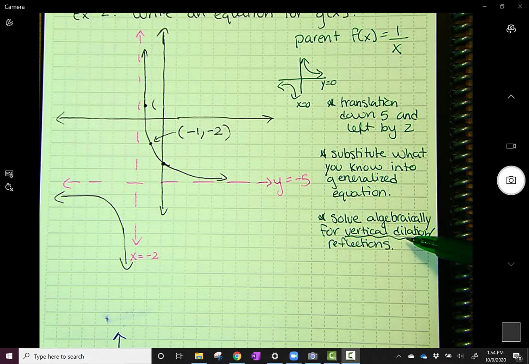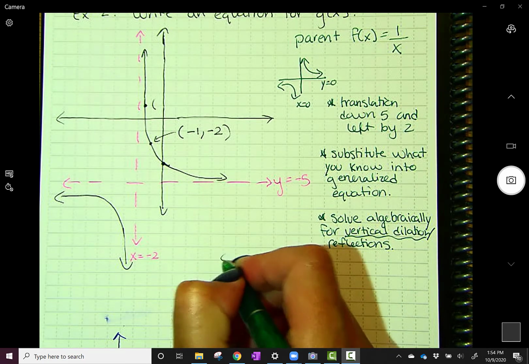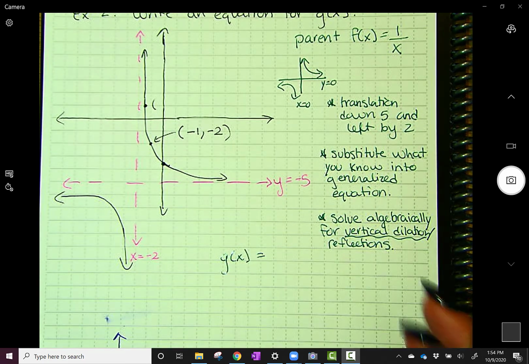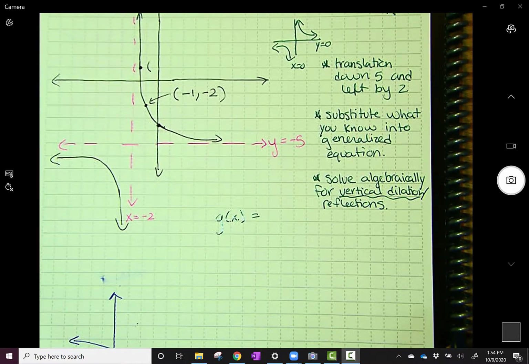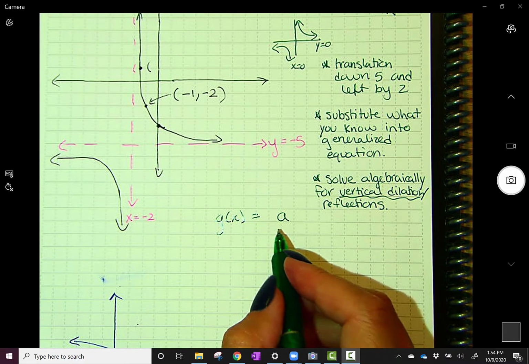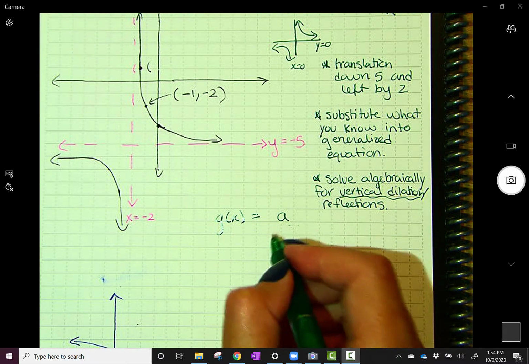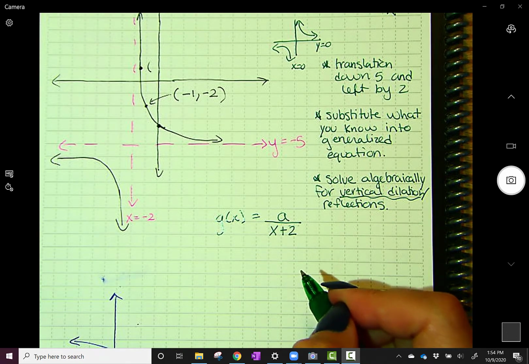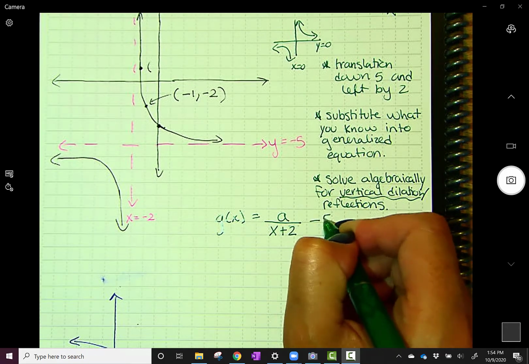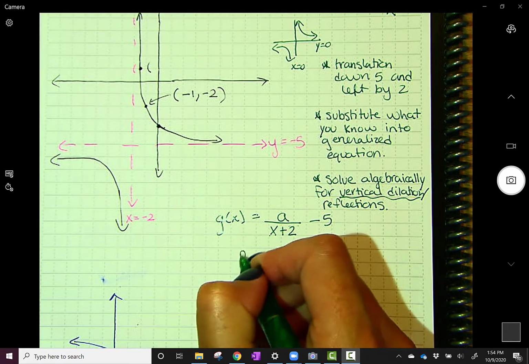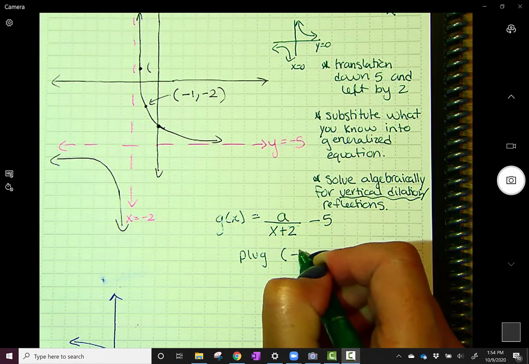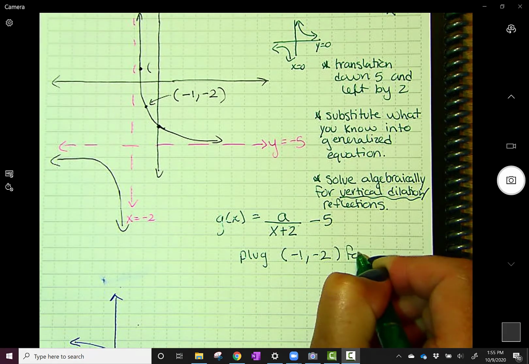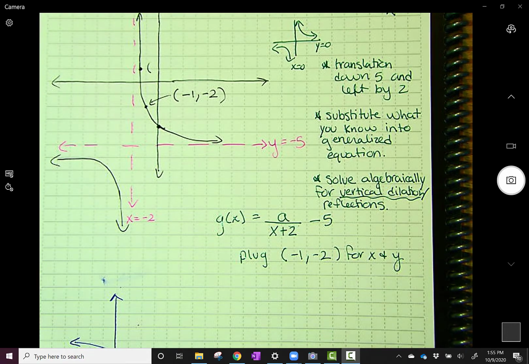We're going to assume that they are vertical dilations just because at this point we don't know if they're vertical or horizontal. So my new equation is g of x. That's the one with the transformations. We don't know what the vertical dilation is, so I'm going to put an a there. And then we have x plus 2 to indicate that translation to the left 2, and then down 5. So I'm going to plug in a coordinate, (-1, -2), for x and y.